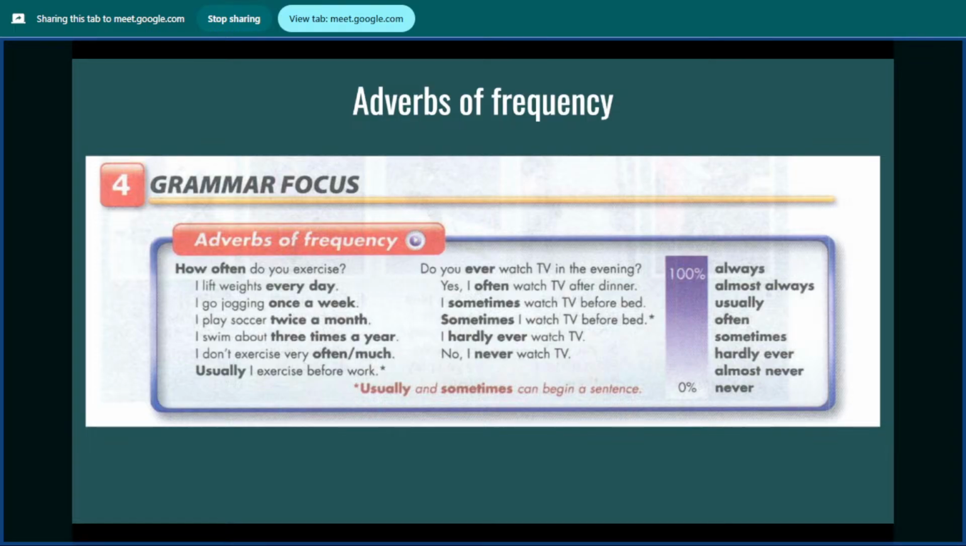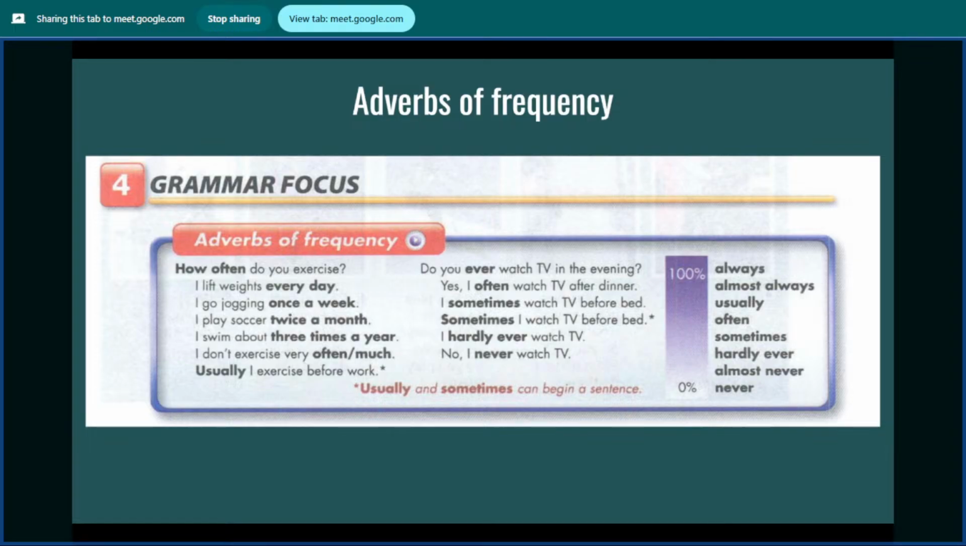Okay, for example, we can say I hardly ever go out to eat. I almost never eat out, or we can say I never eat from restaurants. Now let's look at it in sentences. If we are asking a yes and no question about frequency, it will always start with do you ever. Do you ever watch TV in the evening? Then you will say yes, because it's a yes and no question. Yes, I often watch TV after dinner. I sometimes watch TV before bed. I hardly ever watch TV. No, I never watch TV. That's how your answer will be.